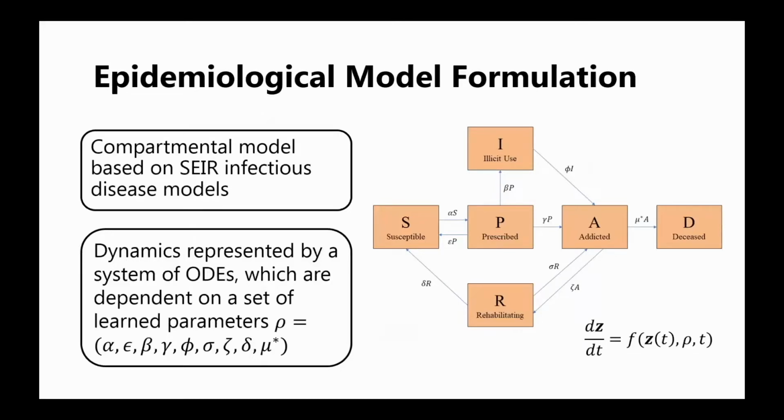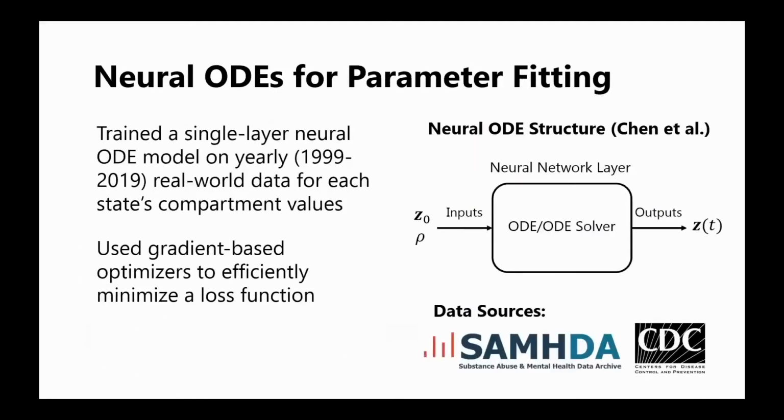And for these parameters, we can set them based on previous literature, but a lot of them are unknown, so we need to set them based on real-world data. And this is where the machine learning technique neural ODEs comes in. So in order to explain neural ODEs, we need to start with how do we solve an ODE problem.